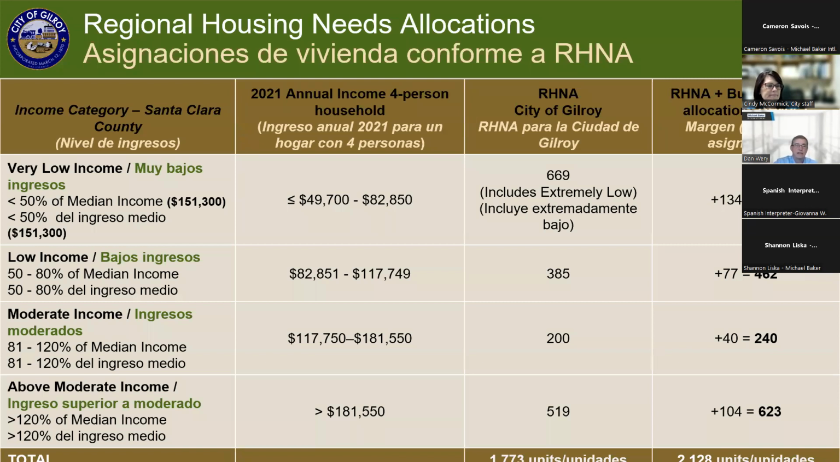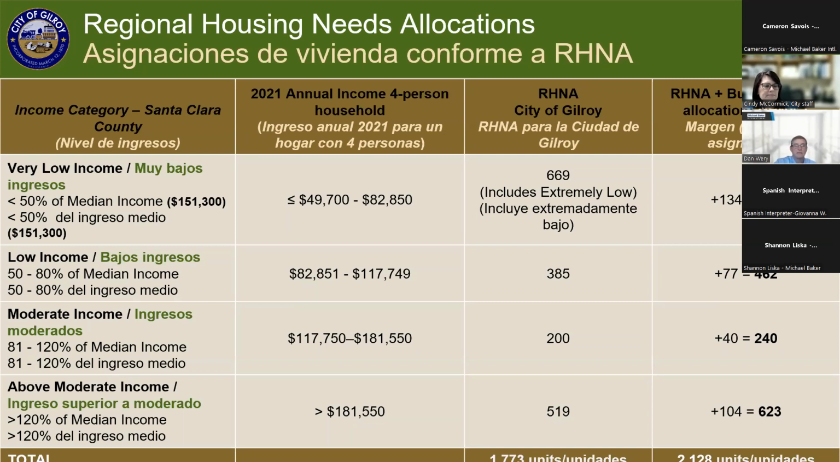If you look at that third column where it says RHNA, those are the targets that we have to hit for each of those income levels. Our state assigned goal is 669 very low income units, or units that will be affordable to low income households, i.e. under $82,000. 385 for low income, 200 for moderate income, and 519 for above moderate income.